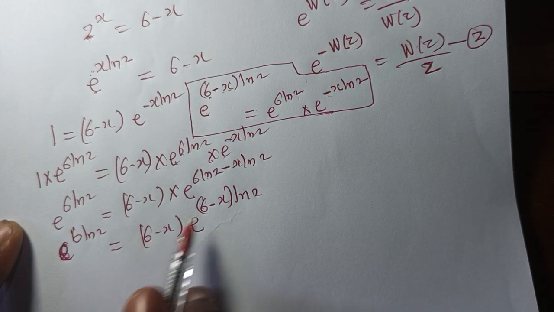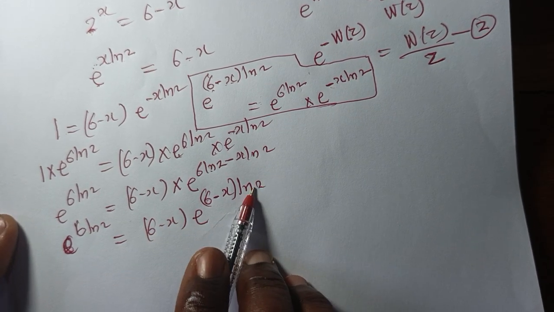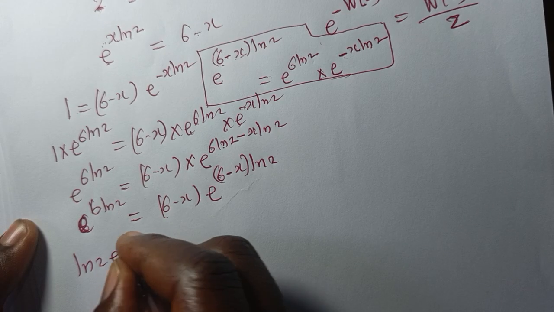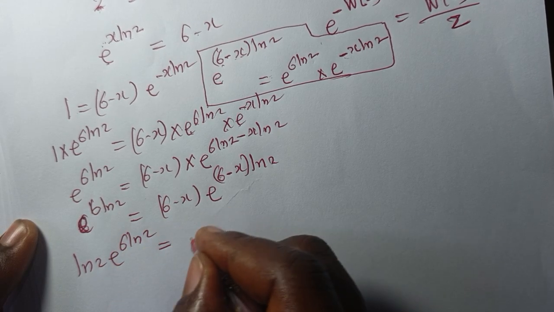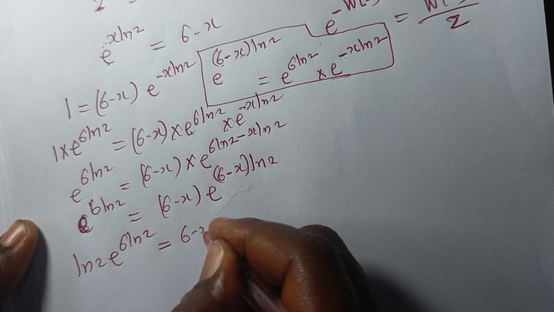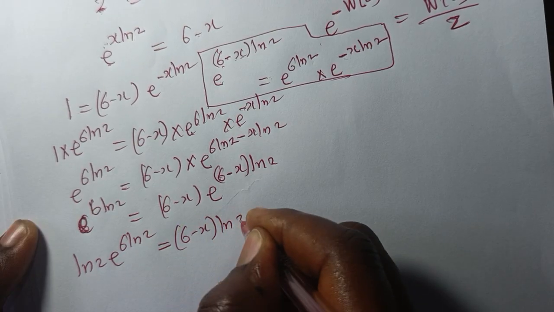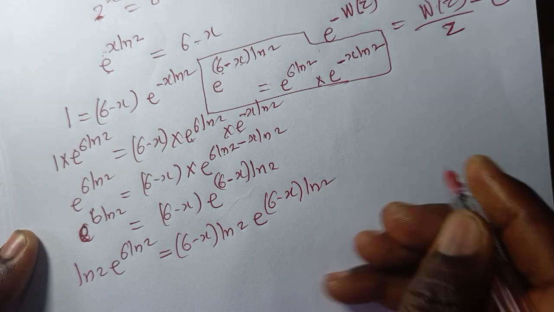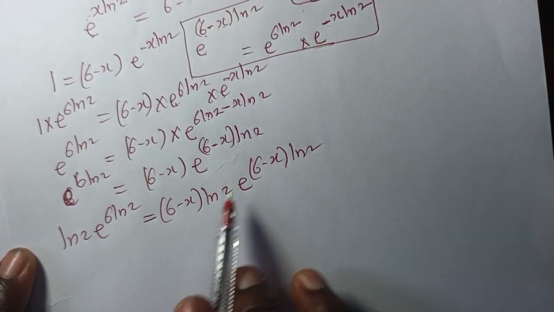Now to make this equal, we are going to multiply both sides once again by ln 2. So we have ln 2 times e raised to power 6 ln 2 equals 6 minus s multiplied by ln 2 then e raised to power 6 minus s then ln 2. So the next thing we are going to do, we have the same thing.